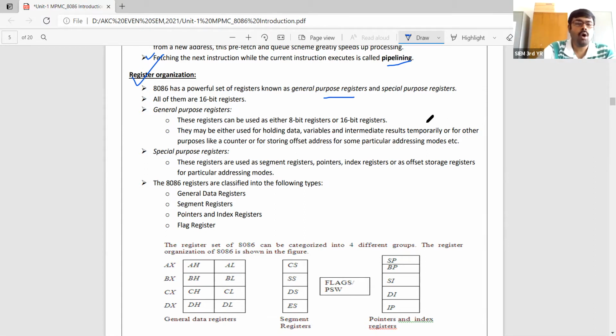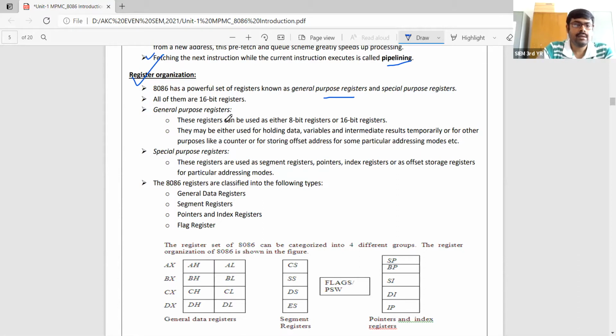Point number 2, all of them are 16-bit registers. Already we have mentioned that this 8086 is a 16-bit processor. So all of them are 16-bit registers. Basically, we can perform 16-bit operations using this 8086 microprocessor.